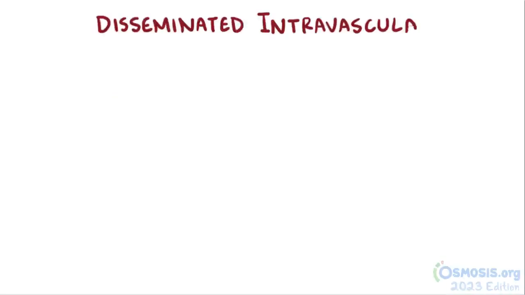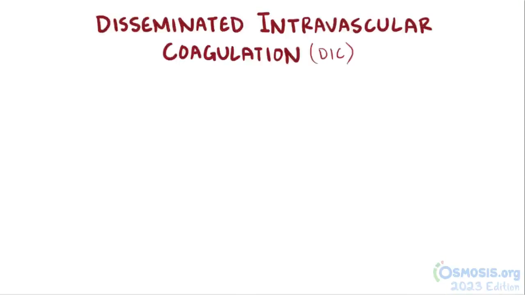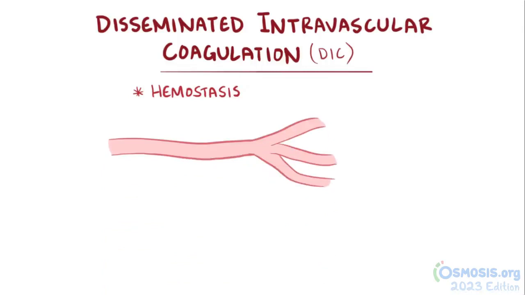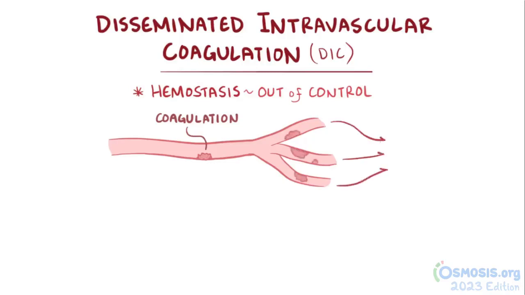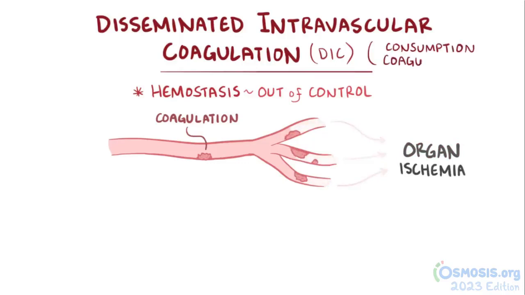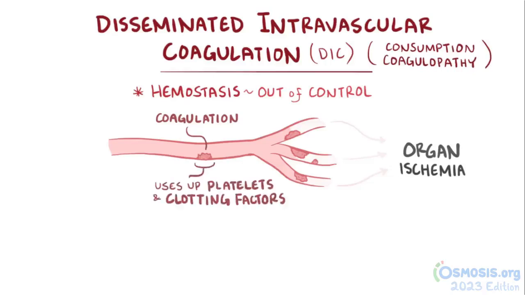Disseminated intravascular coagulation, or DIC, describes a situation in which the process of hemostasis, which is when, after blood vessel wall injury, liquid blood rapidly becomes a gel, called coagulation or clotting, starts to run out of control. When this happens, lots and lots of blood clots start to form in blood vessels serving various organs, leading to organ ischemia. DIC, though, is also called consumption coagulopathy, because all this clotting consumes platelets and clotting factors.